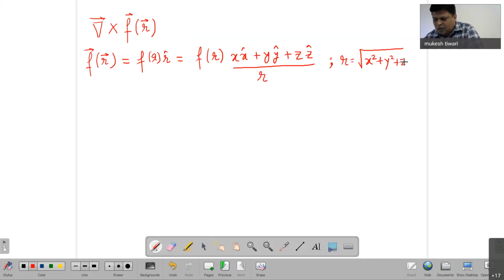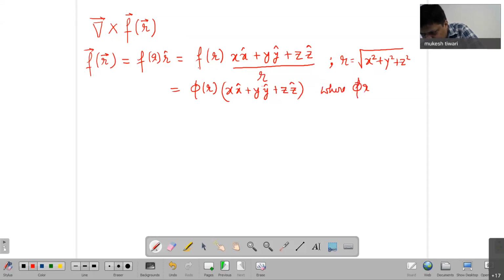Or let me call it some phi r, where this phi r is equal to this function f r divided by the magnitude, where phi r is equal to f r divided by r.